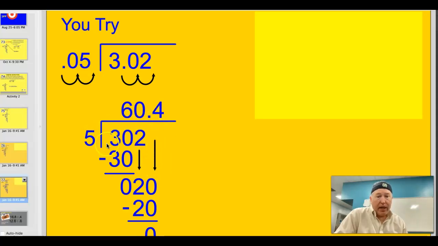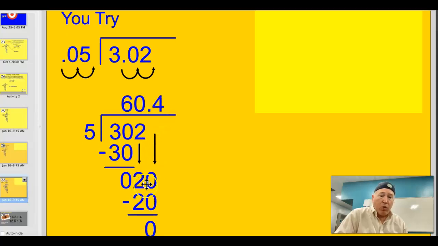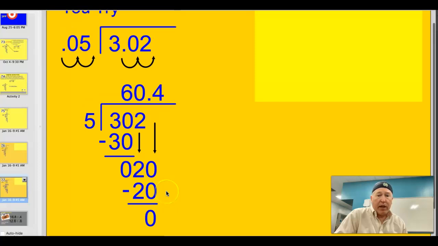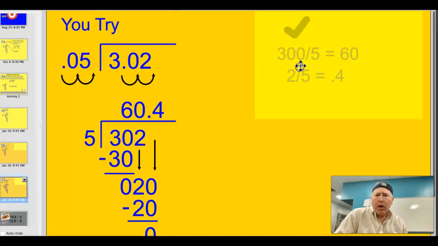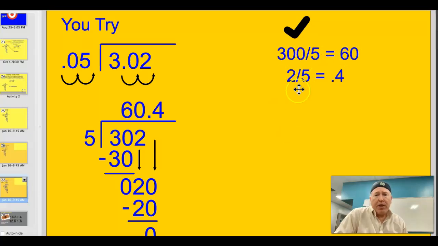We can just keep bringing down zeros. So how about 20? Does 5 fit into 20? Yes, it fits in there 4 times. 4 times 5 is 20. When you subtract it out, it zeroes out. Is it correct? Well, 300 divided by 5 would be 60, correct? And then 2/5, that's one of our landmark fractions. 2/5 is 0.4, so there's your 60.4 for your 302.